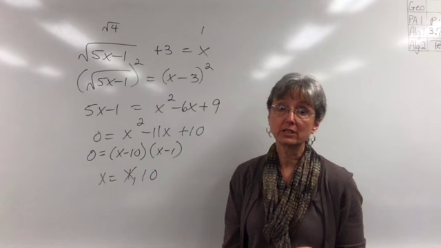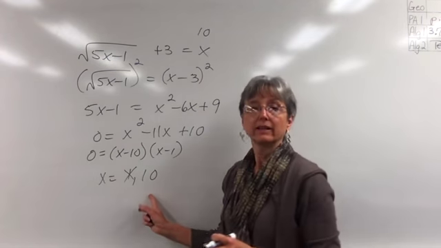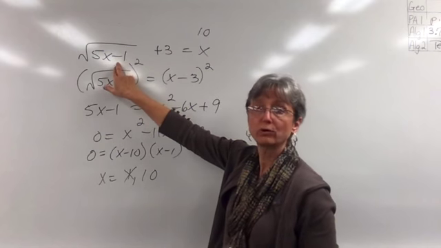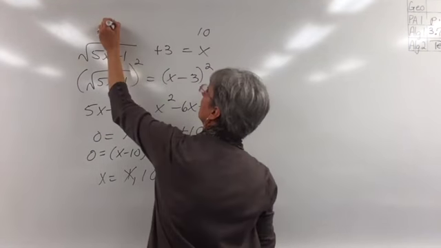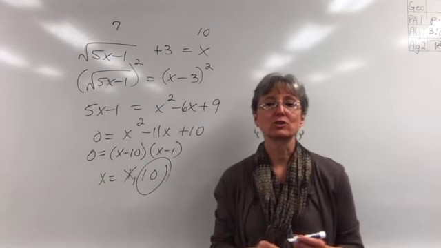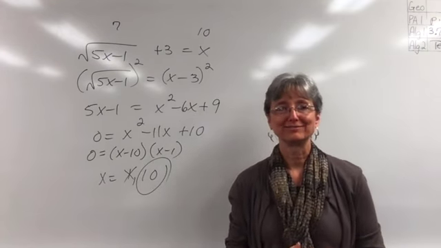Now I hope 10 works or I didn't do it right. If x is 10, this is 50 minus 1, or the square root of 49, which is 7. Is 7 plus 3 10? Yes, 10 works, so that's my solution.